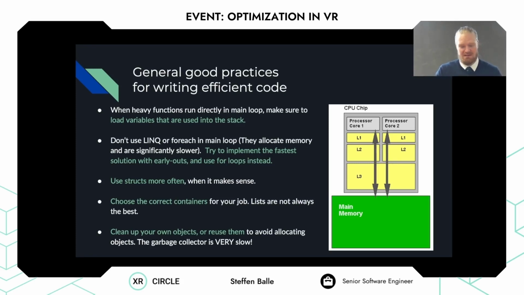Use structs more often, and that's the same point as before. Structs are put directly on the stack instead of being pointers to somewhere in memory. So that's usually much more performant to execute in your update loops. Choose the correct containers. Lists are not the best for everything, and dictionaries are not always golden. If you have to loop over a dictionary all the time, then it's a bad container, of course.